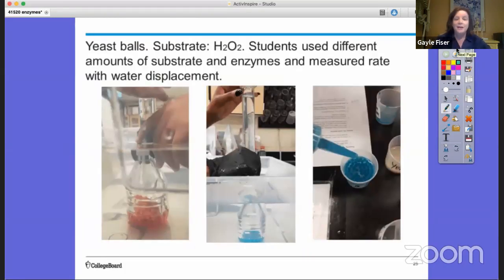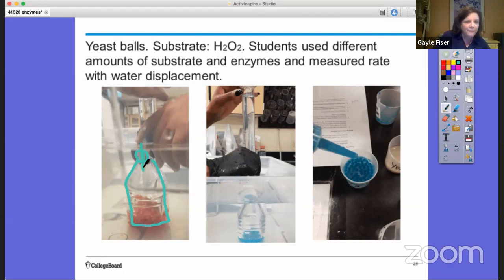All right, and then I know this is a whole week of enzyme labs. We have so much fun with enzymes. So these are yeast balls, and we make them with sodium alginate. We put them in this little container, like a tiny half water bottle size. Anyway, we put the yeast balls and some hydrogen peroxide as the substrate in there.